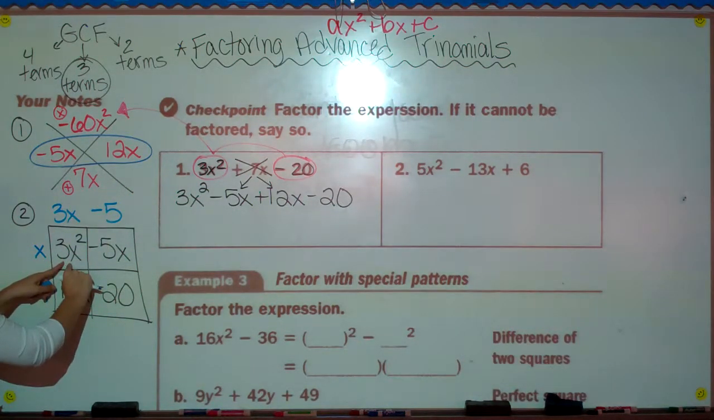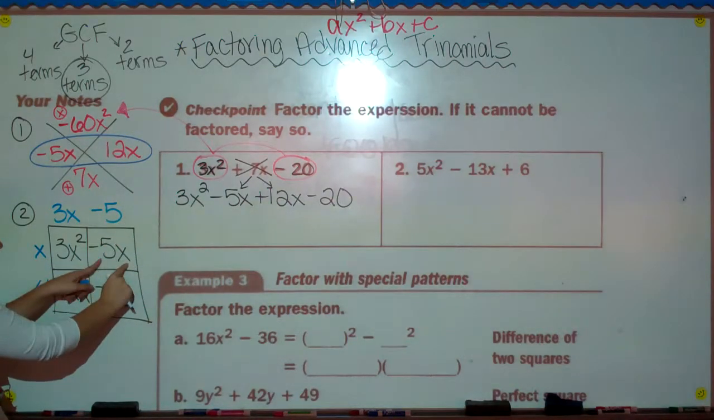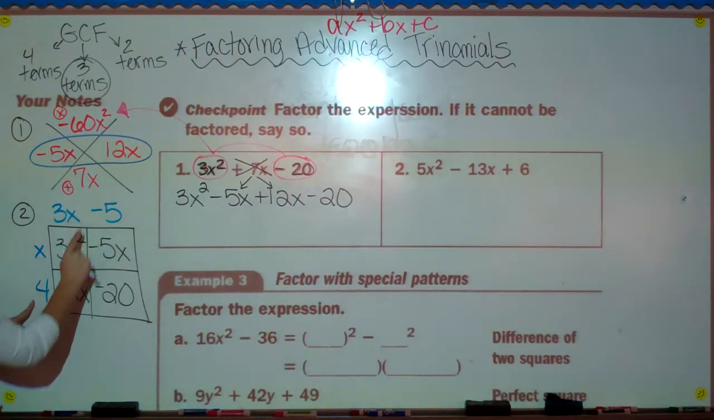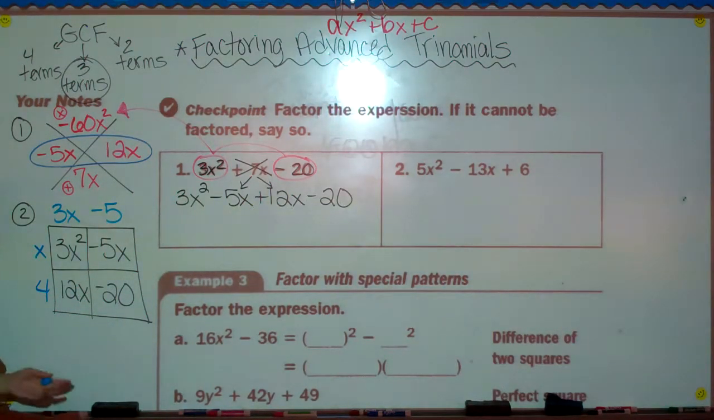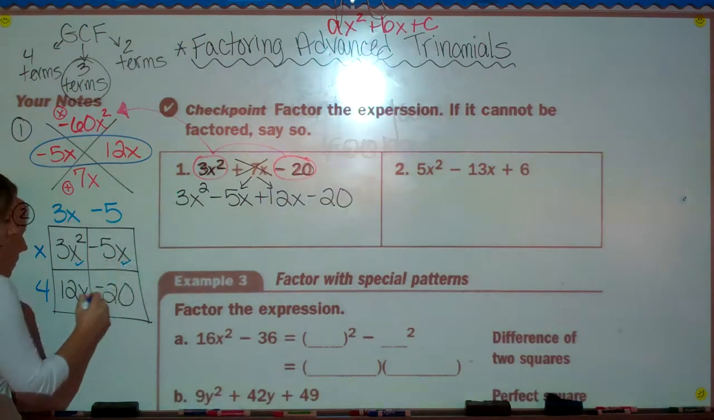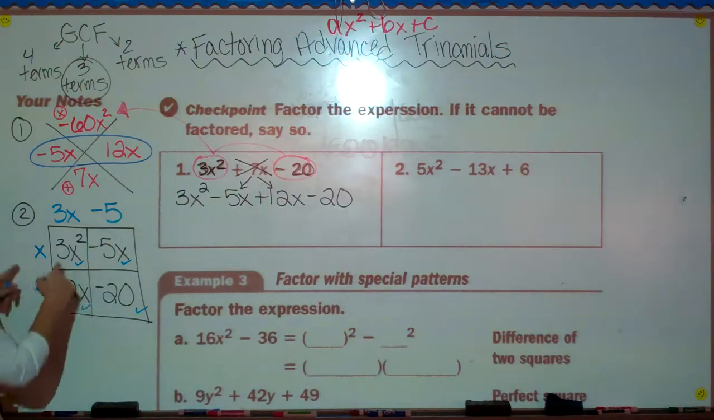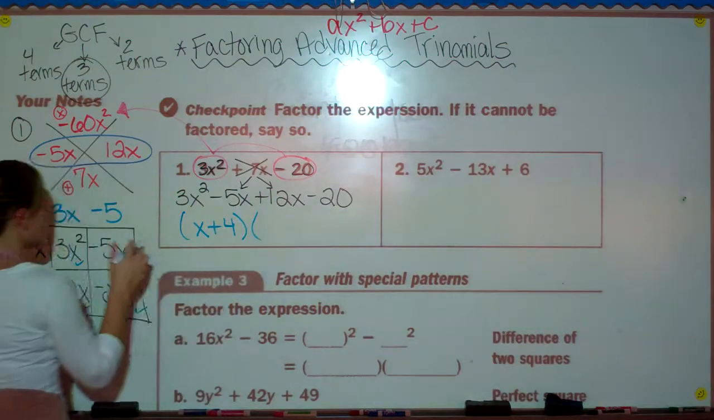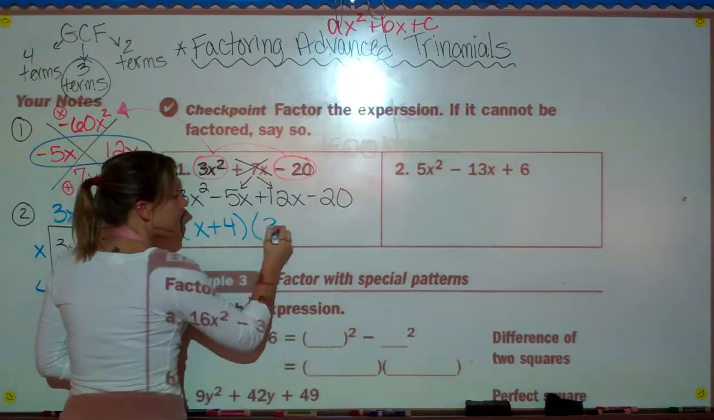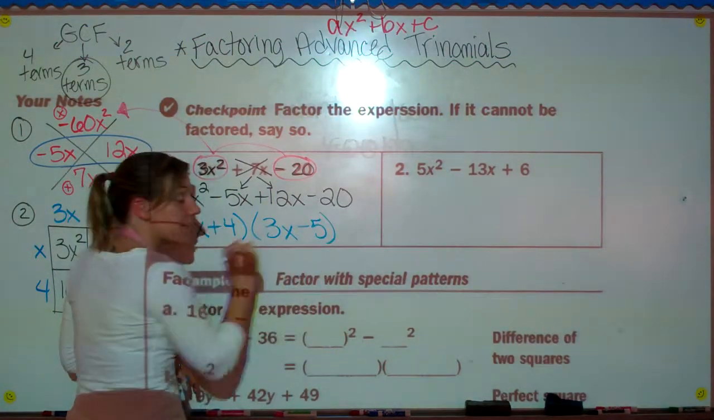3x times x is 3x squared. Negative 5 times x is negative 5x. 3x times 4 is 12x. Negative 5 times 4 is negative 20. So they all do check. So that's our factors. X plus 4 is one of them, and 3x minus 5 is the other one.